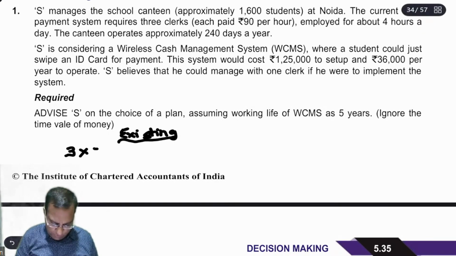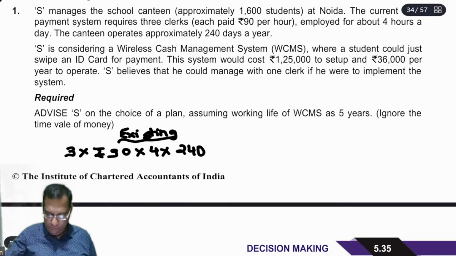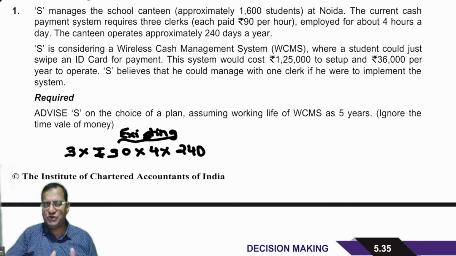Each will be paid rupee 90 for 4 hours for a continuous period of 240 days. You have a choice, beta, whether to convert the data on per annum basis or on a period of 5 years. Your decision will remain the same. You will get full marks, no doubt about that.